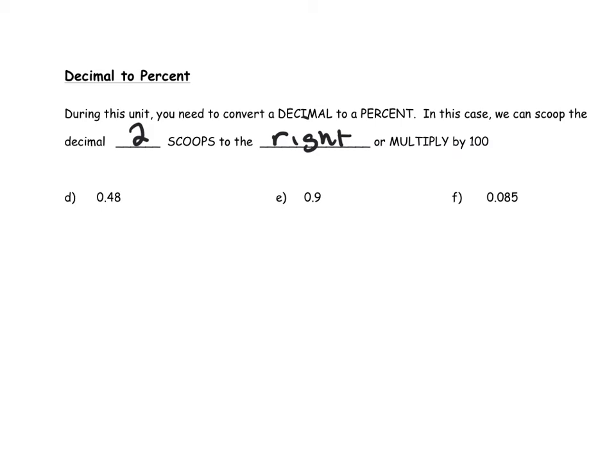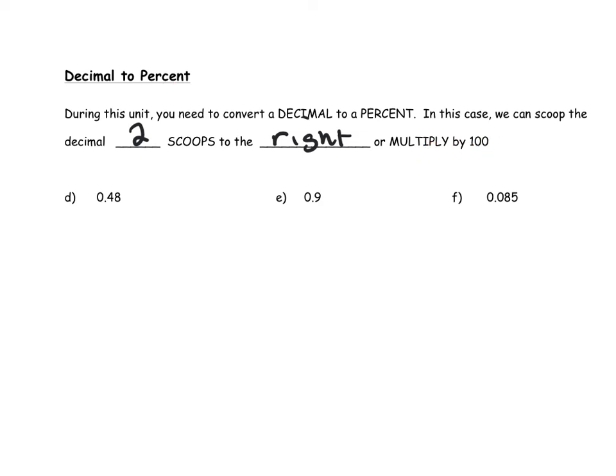So just recall, if you're going from a percent to a decimal, it's 2 scoops to the left. If you're going from a decimal to a percent, it's 2 scoops to the right. If you're going from a percent to a decimal, you divide by 100. But if you're going from a decimal to a percent, you multiply by 100.